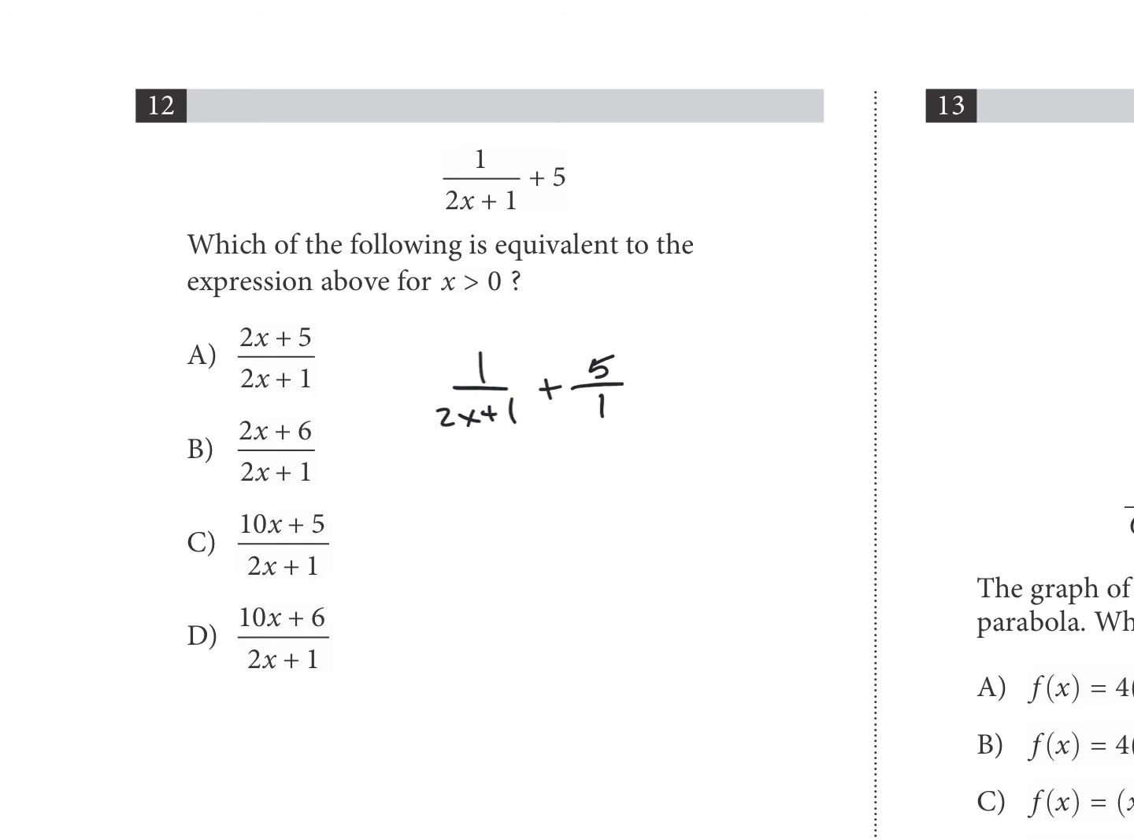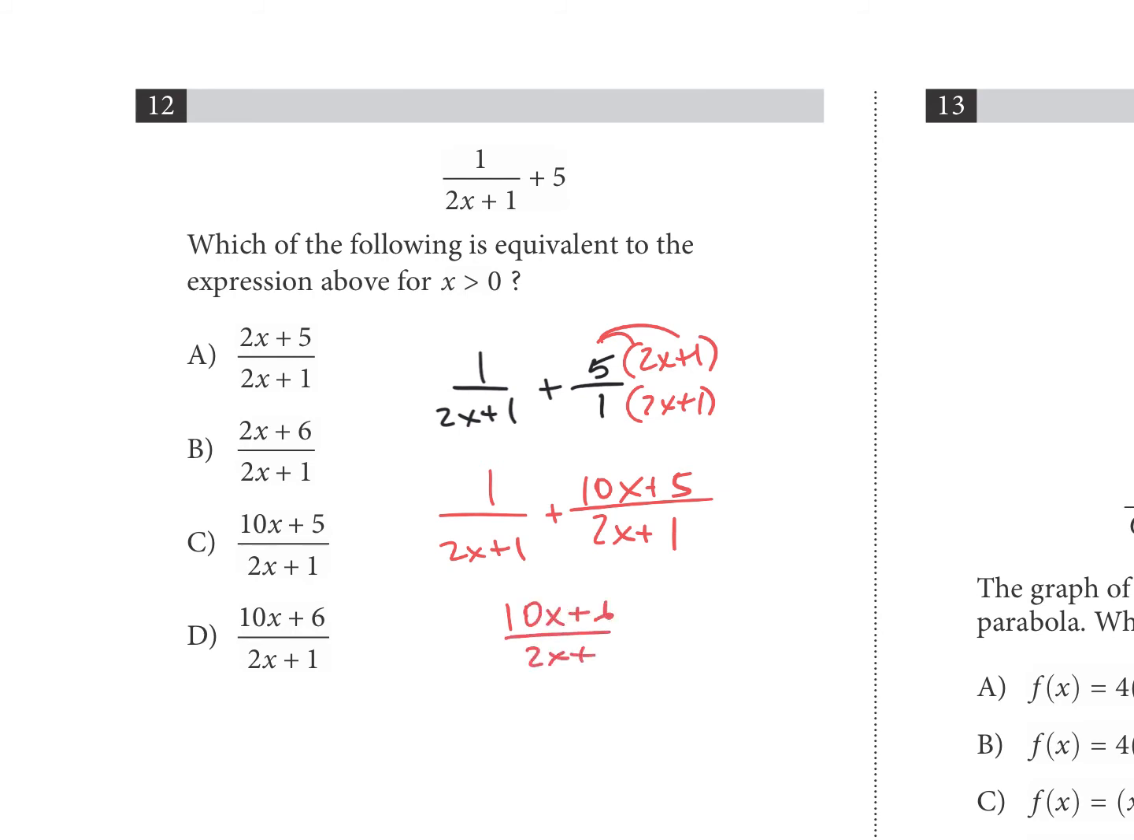So I'm going to put 5 as 5 over 1, and to make the denominators the same, real simple, I'll multiply top and bottom by 2x plus 1. And I got 1 over 2x plus 1 plus 10x plus 5. I just distribute over 2x plus 1. Now since the denominators are the same, I can add these. So I get 10x plus 6 over 2x plus 1, and I can see that's the answer right there, D.